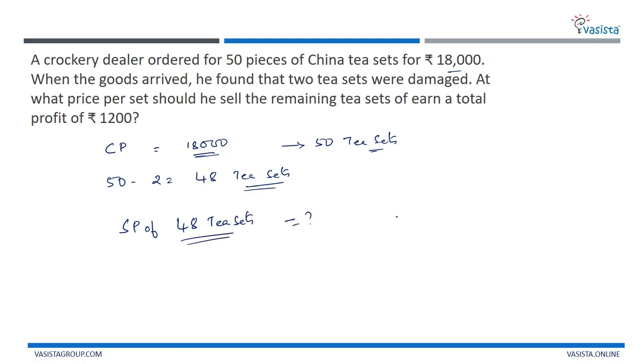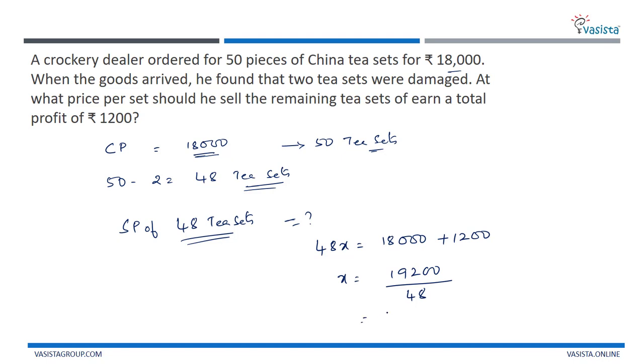Now what happens here? We need to get profit also. So 48x is equal to 18,000. This is the cost price of 50, but now it becomes 48, plus 1,200 is the profit. So x is equal to 18,000 plus 1,200, that is 19,200, divided by 48. If you simplify, you are going to get the answer.